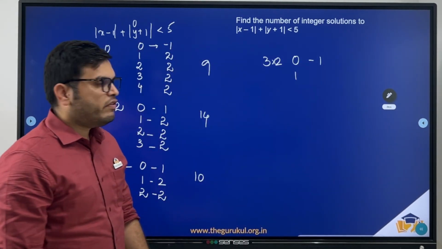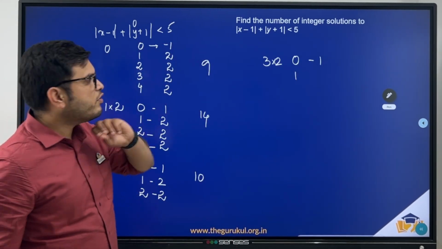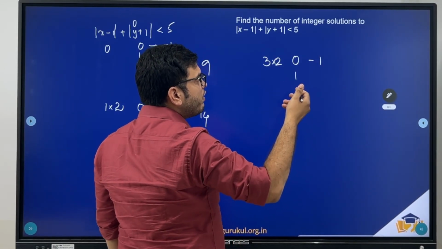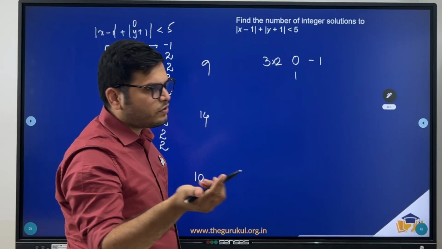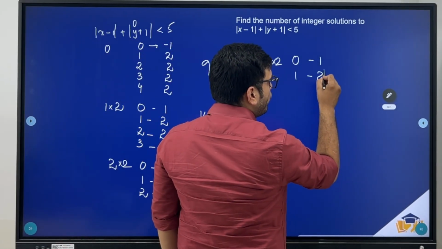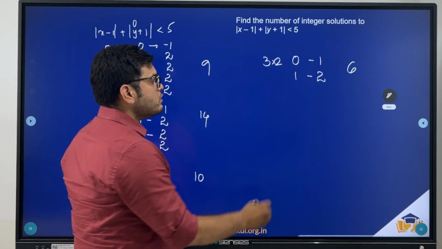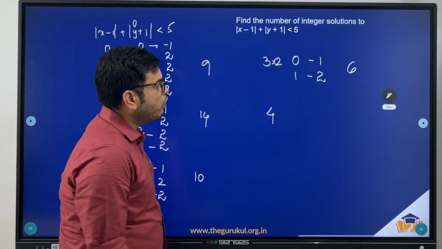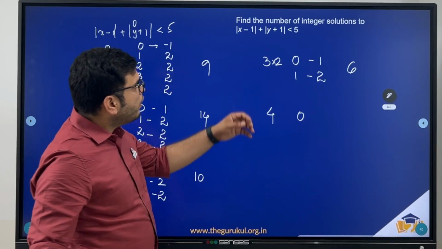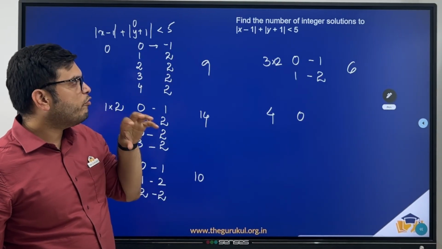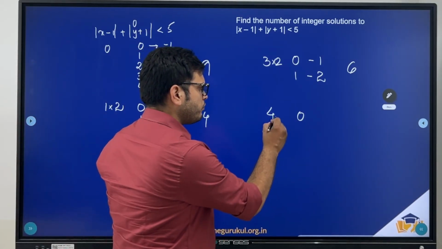Y plus 1 will be 0 only when y is equal to minus 1, and for mod y plus 1 is equal to 1, now you should be having the value of y as minus 2 or 0. You have two possibilities. So 3 into 2, 6. And when x minus 1 is equal to 4, now this has to be 0 only. Now for x minus 1 is equal to 4, you have two values for x. X can be 5 or x can be minus 3.